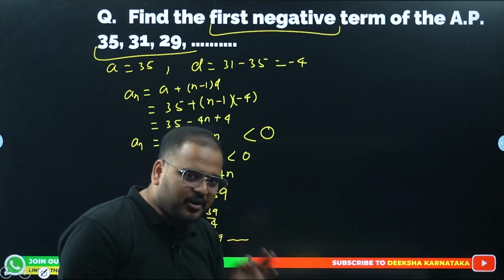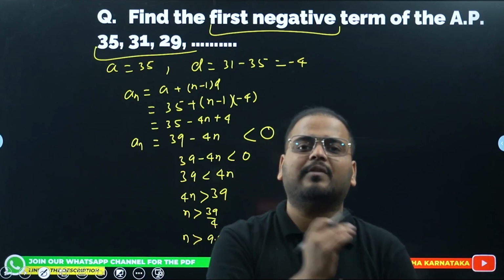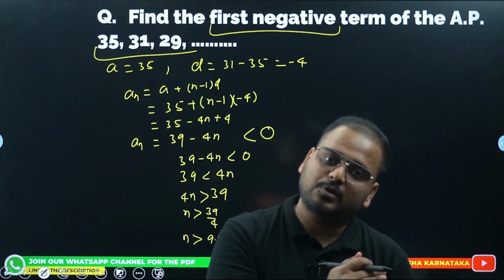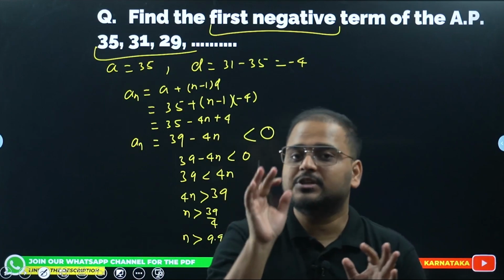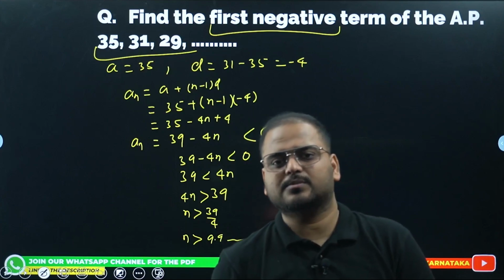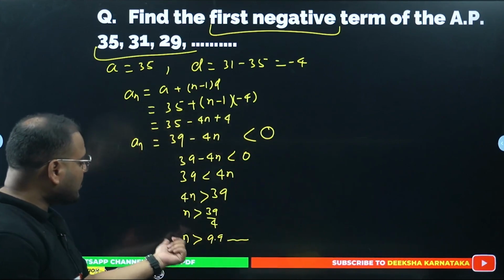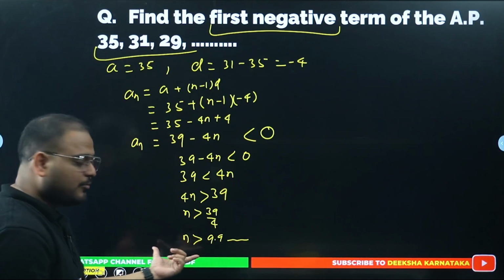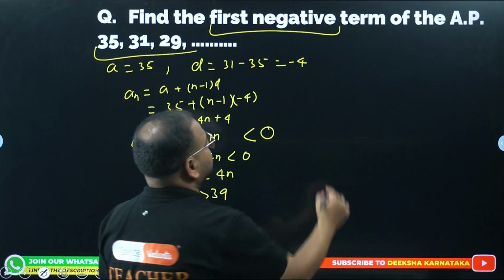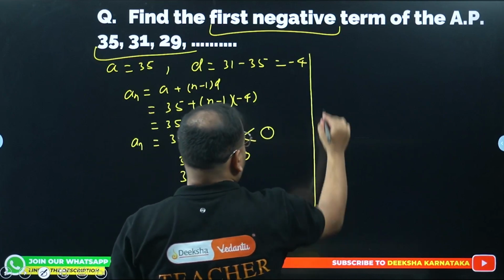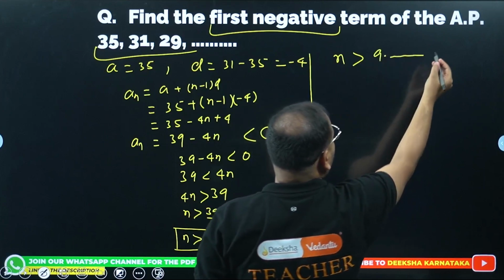Now, can the number of terms be a decimal number? The number of terms is a number like 1, 2, 3, 4, 5. It cannot be negative, it cannot be a decimal, it cannot be a fraction. It has to be a natural number, and it cannot be 0 either. Number of terms is 0, how is that possible? The number of terms is always a natural number, a counting number. So what does this mean? n is greater than 9.9. Our answer is n greater than 9 point some decimal number.